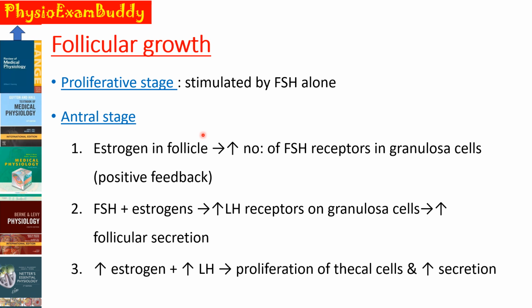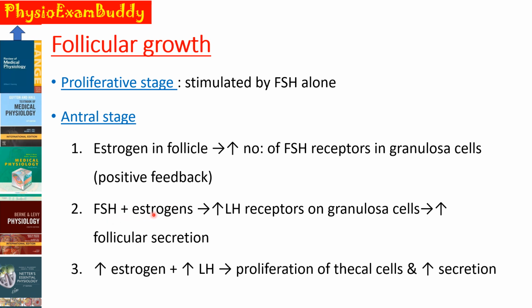Follicular growth in the proliferative phase is stimulated by the hormone FSH alone. Whereas in the antral phase, estrogen comes into the follicle, and this increases the number of FSH receptors in the granulosa cells by a positive feedback mechanism. So there will be an increase in the action of FSH because of the increase in the number of FSH receptors. Also, more and more estrogen will be secreted by the granulosa cells.